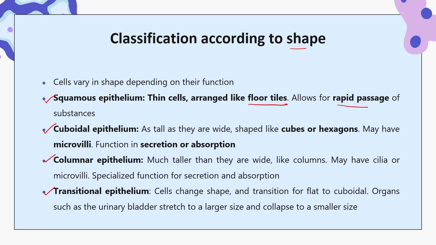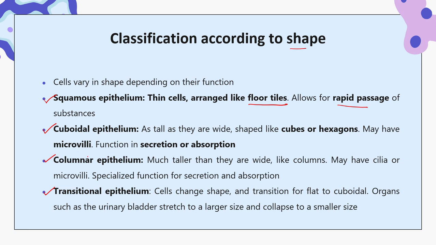Next is cuboidal epithelium. Cuboidal epithelium has cube-like cells, and their function is secretion and absorption. Most of the cuboidal and columnar epithelial tissue are important for secretion and absorption. Now this cuboidal may contain microvilli. Microvilli means projections.